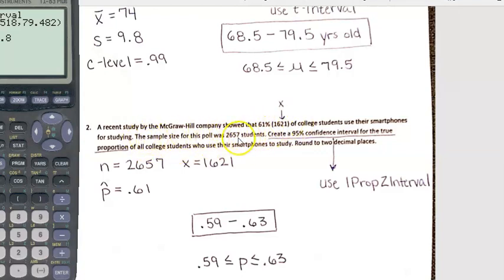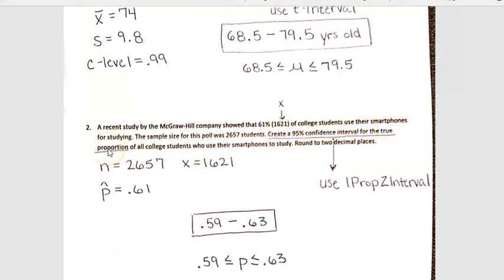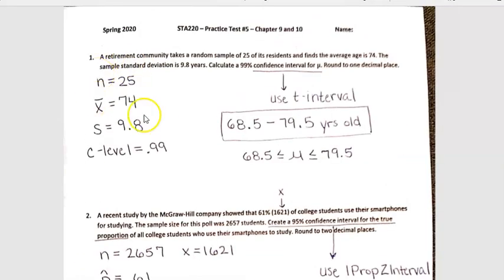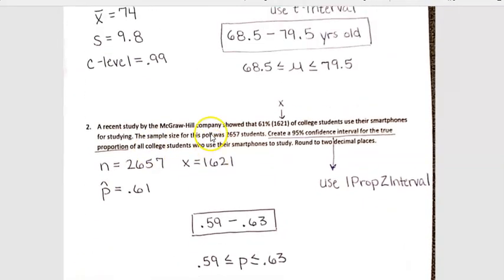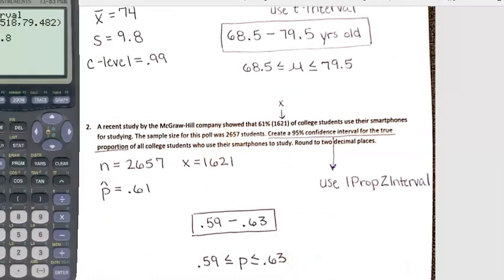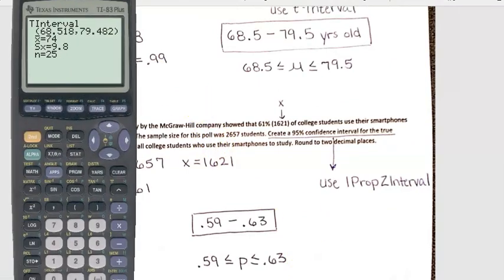The sample size for the poll was 2657. Create a 95% confidence interval for college students who use their smartphones to study. Here it says we're doing an interval for the true proportion of all college students, right? We also have percentages here, and you notice that we're not given an average and we're not given a standard deviation, so it would be really hard to do this for means, right? Because we don't have any of this information that we're used to getting for that. So we're going to do proportions, right?